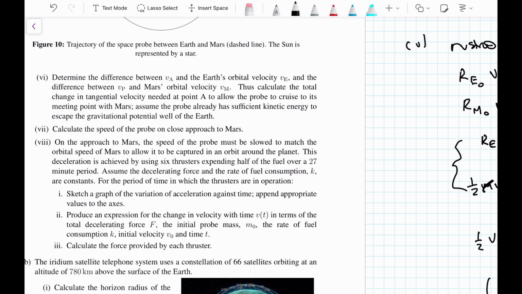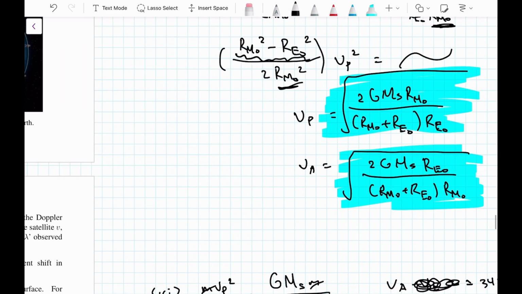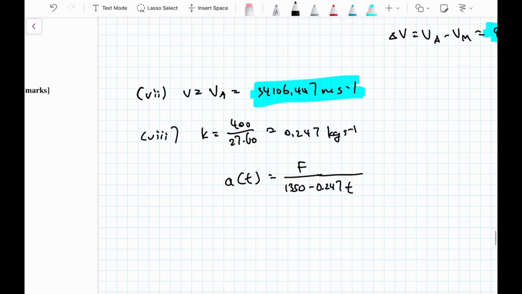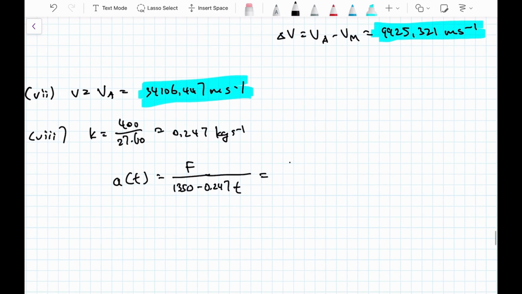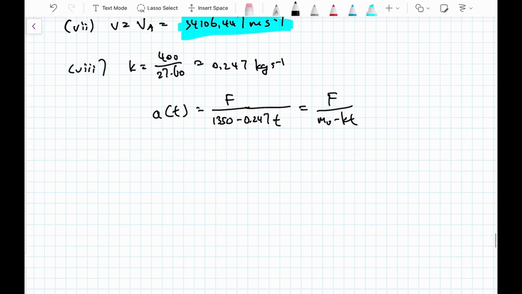Well, if no information is given about the force, then we can't calculate the specific values for the axes. We can only express them in terms of variables. So I'm not going to use the actual values. I'm just going to say F over m0 minus kt. And then we basically just graph the function.